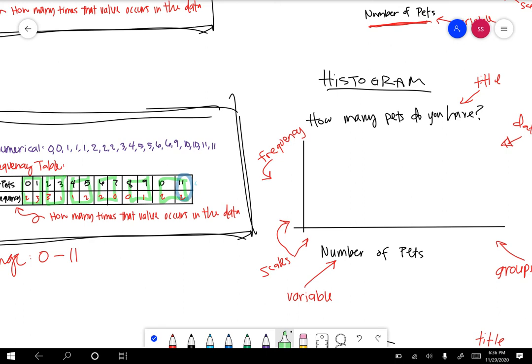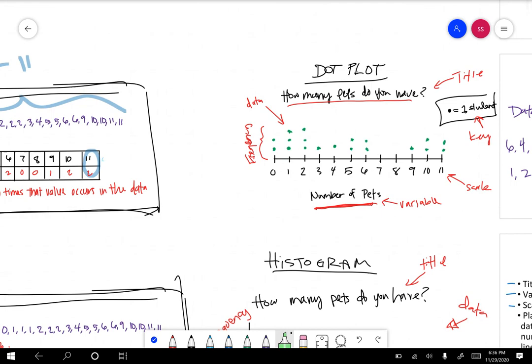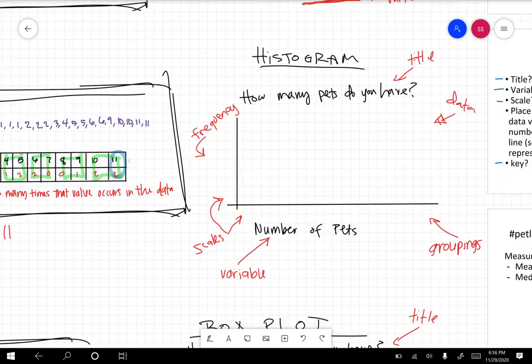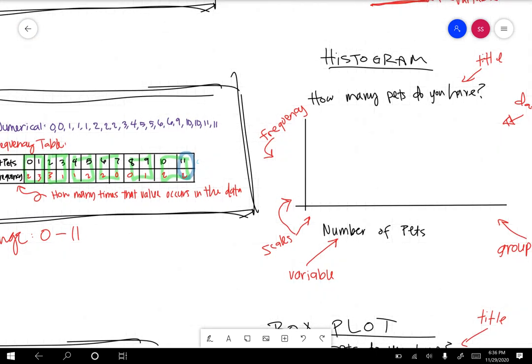So we already have our variable written out, the number of pets. We have our title, how many pets do you have? And now we need our scales. So frequency is going to be on this, I guess you could call it the y-axis. This guy right here. Just kind of like it was with our dot plot. If you look up here, frequency was on our y-axis. So the highest number for our frequencies, if you look at our frequency table, the highest frequency was 3.